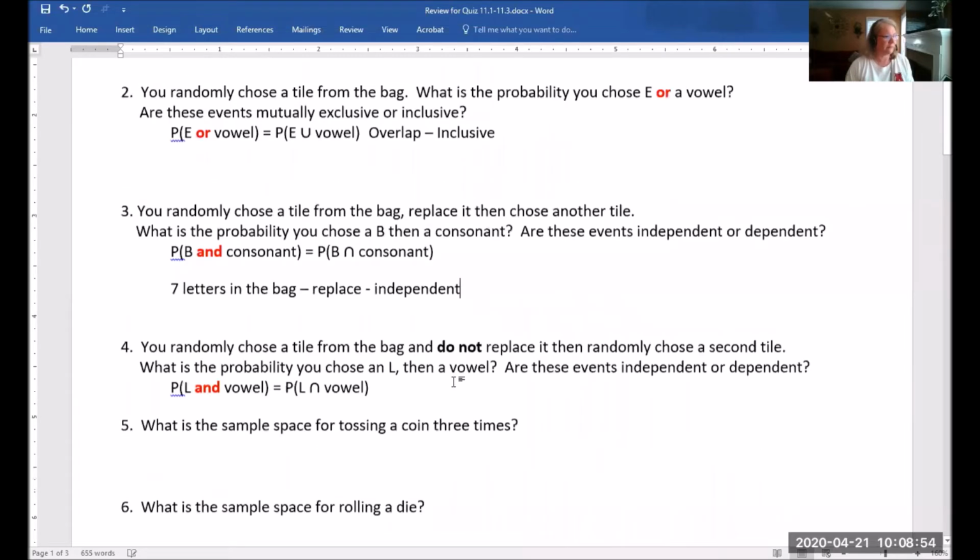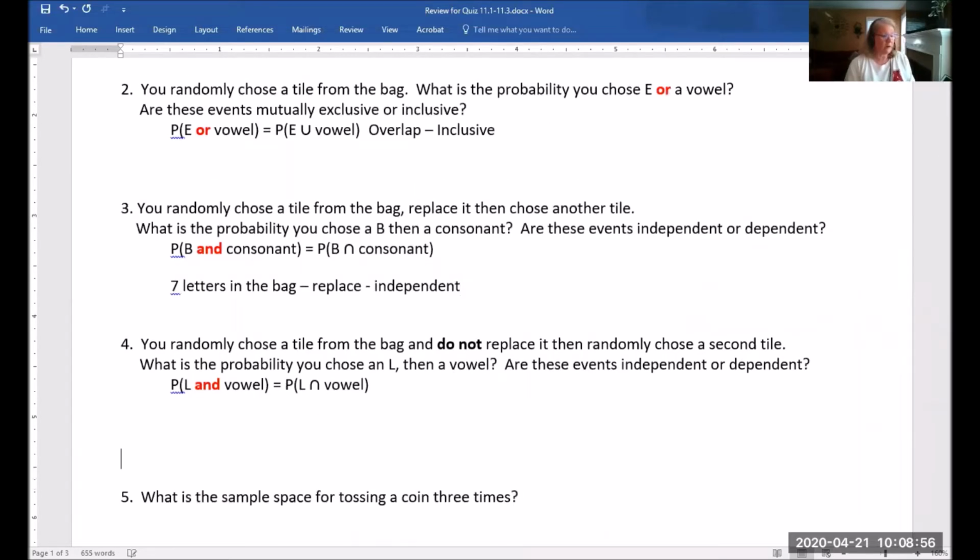All right, so now let's look at number 4 down here. Again, now we know that this is going to be independent or dependent because, again, it says you randomly choose a tile from the bag, you do not replace it, and then randomly choose a second tile. What is the probability you choose an L and then a vowel? Are these events independent or dependent? So let's talk about this again. We again had 7 letters in the bag, right? We started out with 7 letters in the bag, but this time we didn't replace it. Y'all notice these words right here. We did not replace it.